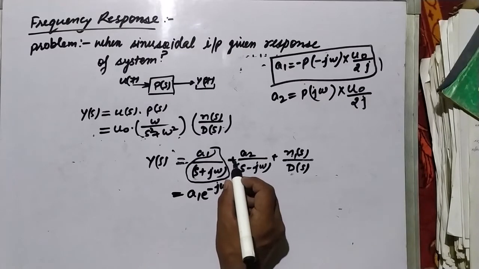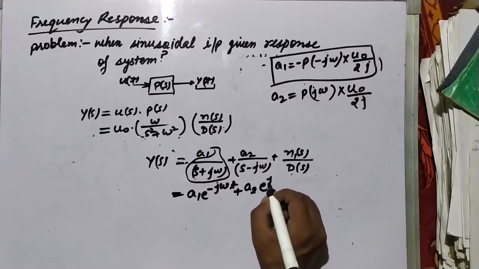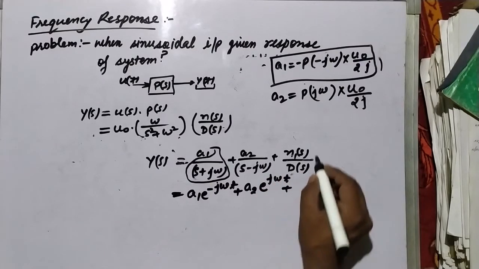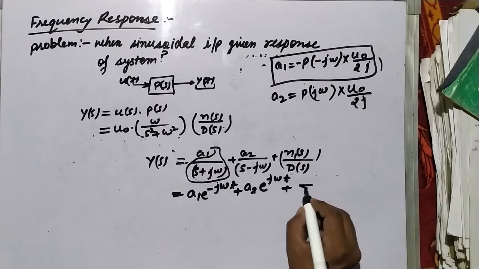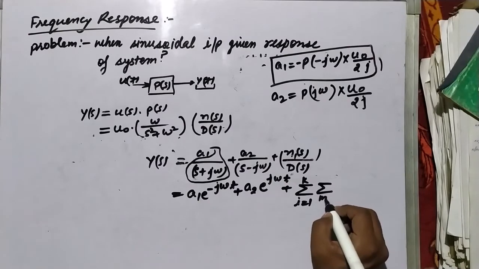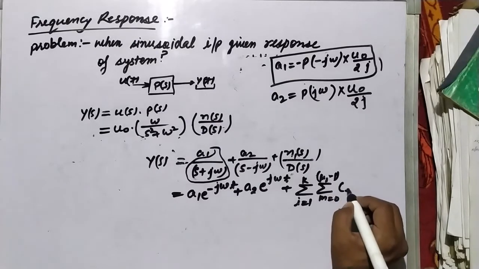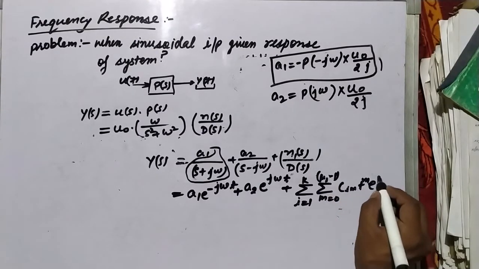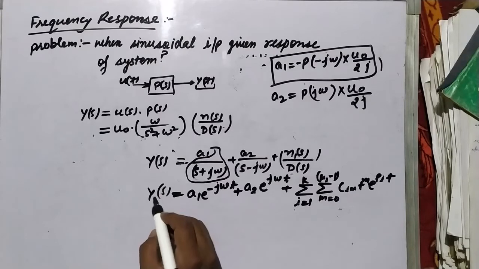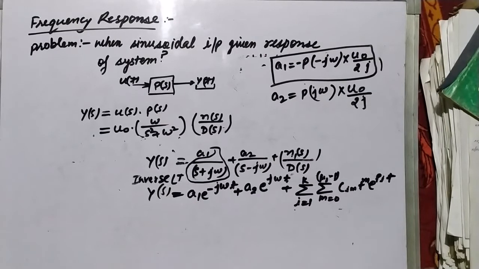The inverse Laplace transform of this term will become A2 e to the power j omega t. And the inverse Laplace transform of this term will be the sum over i equal to 1 to k, sum over m equal to 0 to (u_i minus 1), of c_m t^m e to the power p_i t. So this is Y(s) after taking the inverse Laplace transform.